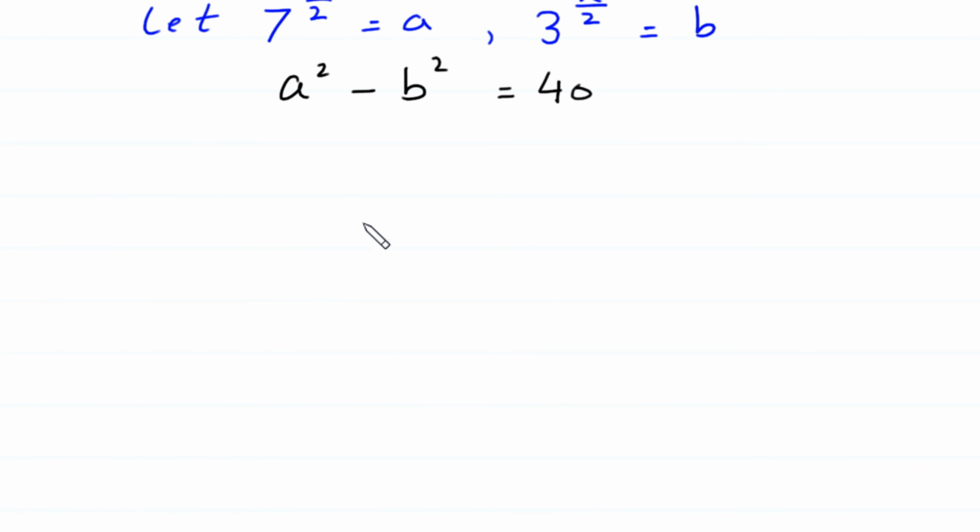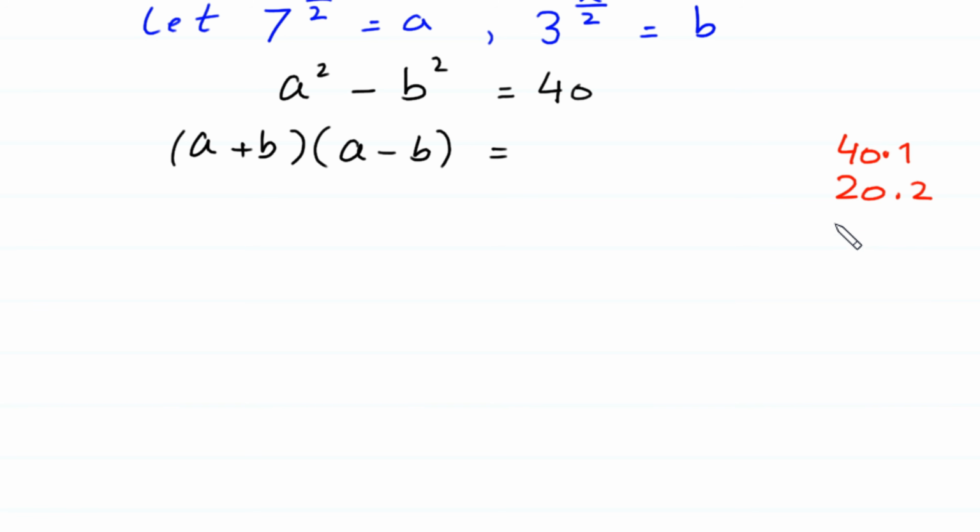Next, we factorize both sides. A square minus b square is equal to a plus b times a minus b is equal to, and this 40 can be factorized as 40 times 1, 20 times 2, 10 times 4, 8 times 5, 5 times 8, 4 times 10, 2 times 20 and 1 times 40.